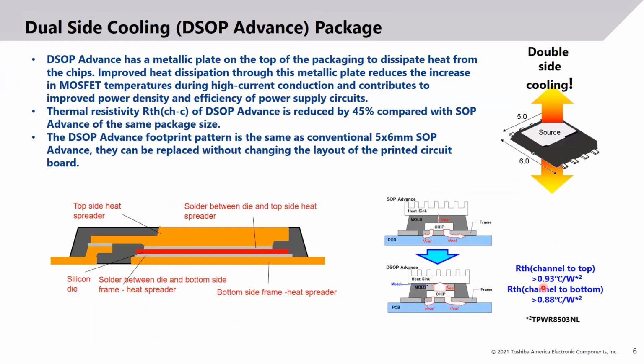Dual side cooling, we call it DSOP Advanced package, has a metallic plate on top, and it helps to dissipate heat from the semiconductor, from the silicon die, to the top side. And the thermal resistance of the dual side cooling device from the top side is 45% lower compared to a single side cooling device.